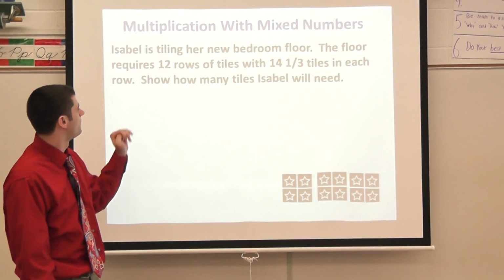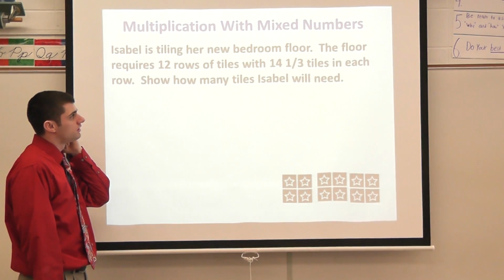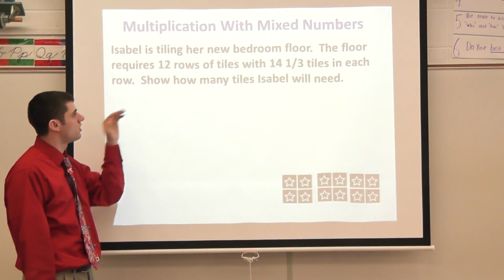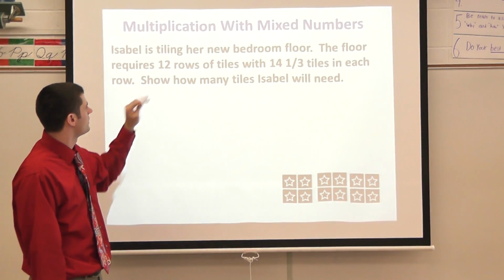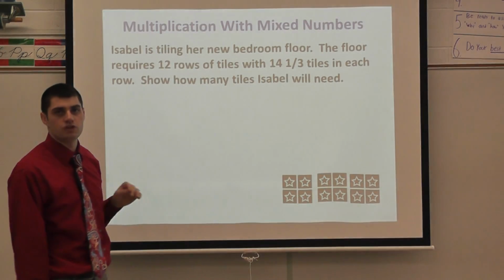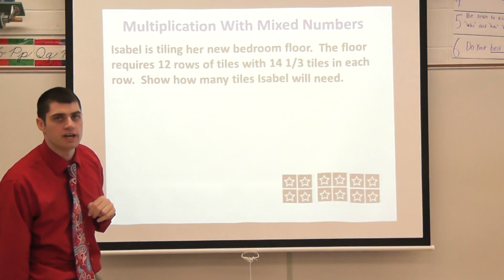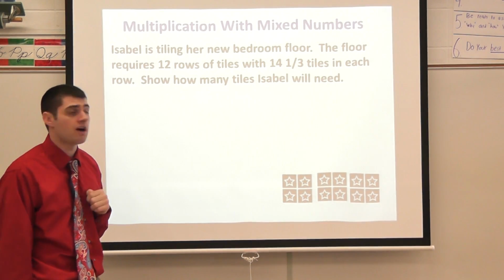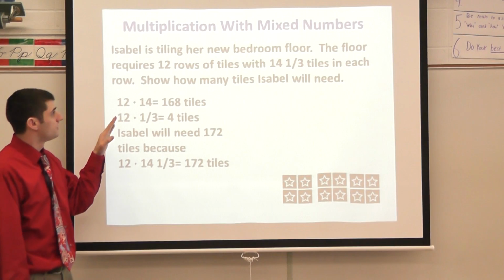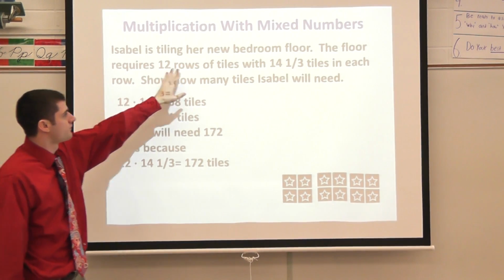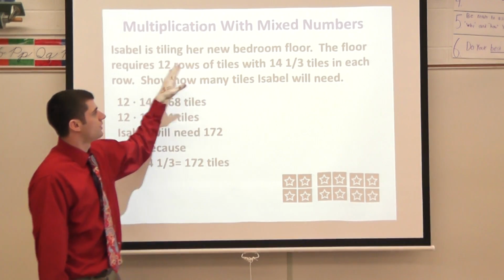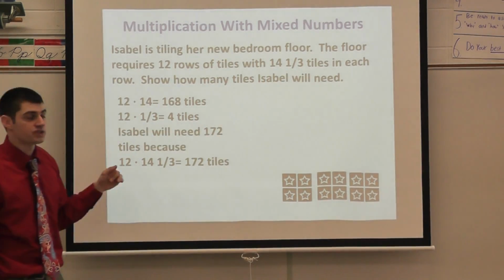So let's see what we know. There's going to be 12 rows with 14 1/3 tiles in each row. I'm trying to find the total or the sum in this one. So if I'm trying to find the total and I have 12 rows, I can use multiplication here. There's two ways I'm going to show you on how to solve this problem. The first one is using the distributive property. I'm going to distribute the 12 to the 14 and the 12 to the 1/3. Then I'm going to add those together.